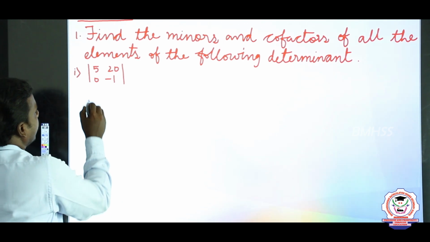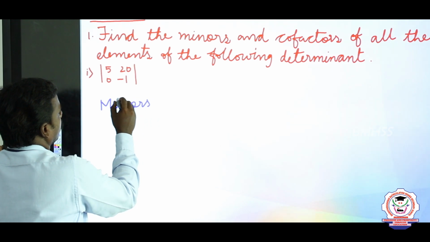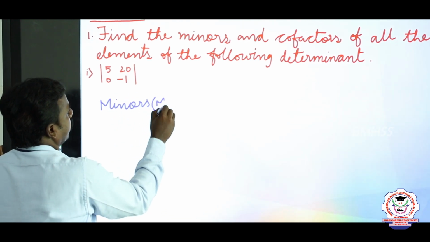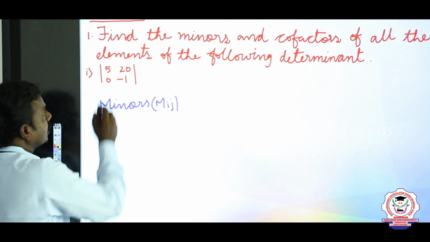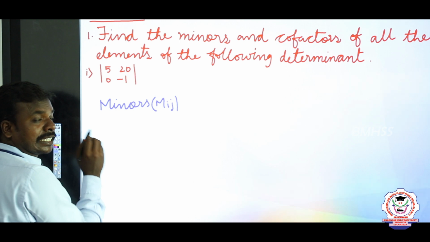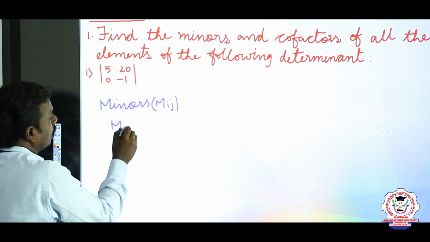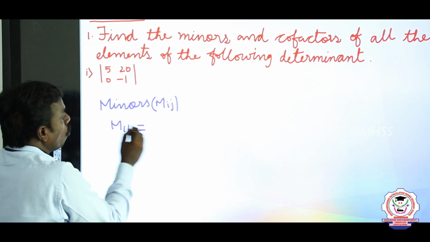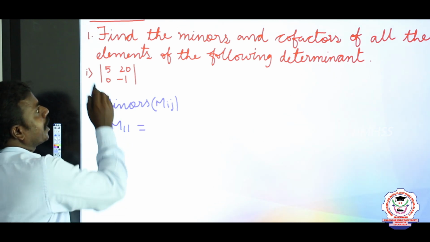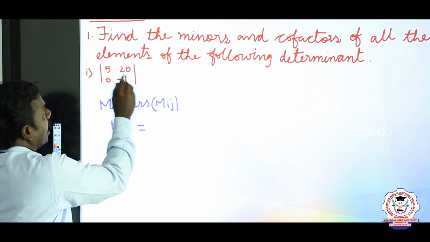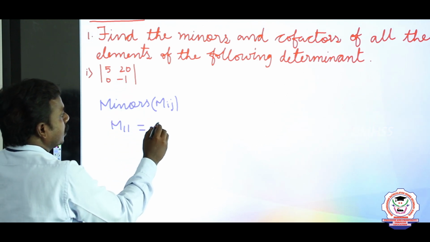Solution, first minor. Minor of 5 is denoted by M11. Now we need to omit first row, first column. So the remaining value is what? That is the minor of this matrix. Omitting first row and first column, the remaining minus 1 is there. So minor of 5 is minus 1.